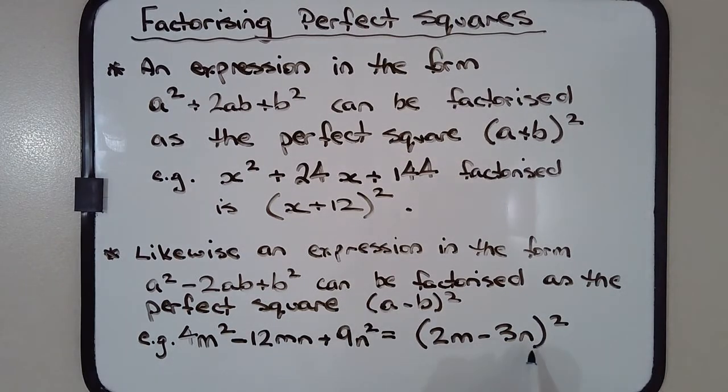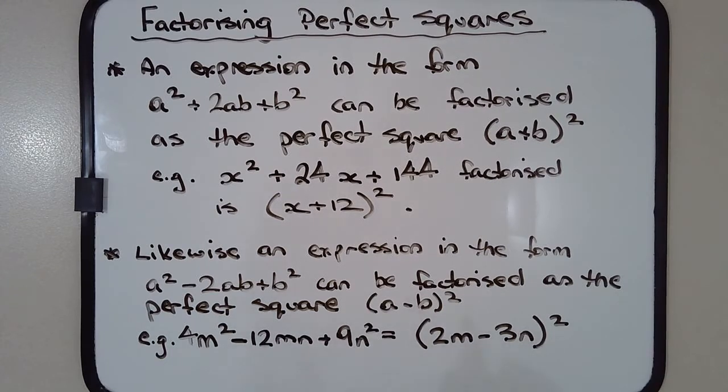And 2m minus 3n, if we expand that, we end up with 4m squared minus 12mn plus 9n squared. So if you're ever asked to factorize something like this, look at the first and the last terms. When you take the square root of those, you end up with the two terms inside the binomial. When you expand the binomial, multiply the terms in the middle and then double it, you should end up with the middle term of the expanded expression.